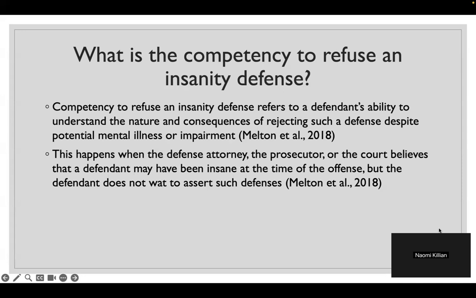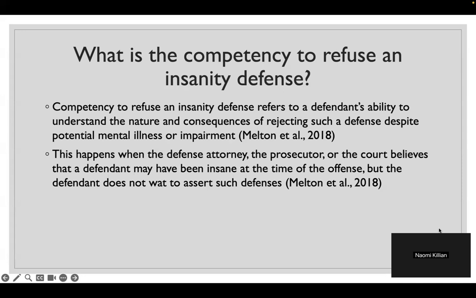So this is different from being incompetent during the time of the crime. These are two different things, so that's something really important. This is making sure somebody understands the legal proceedings that happen during a court trial.